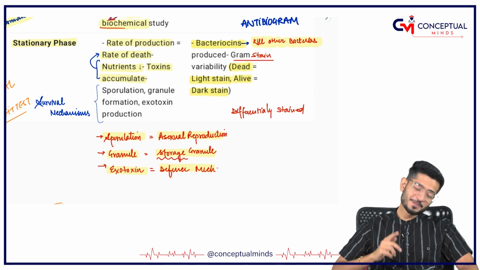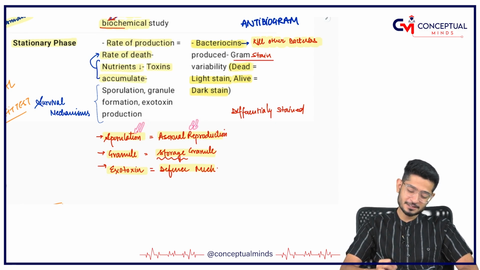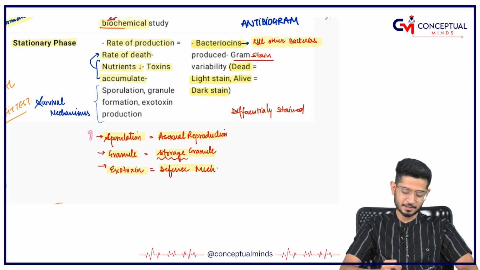Because bacteria, for survival, first of all undergoes reproduction. So the first thing is asexual reproduction, that is sporulation, the first thing that bacteria does.